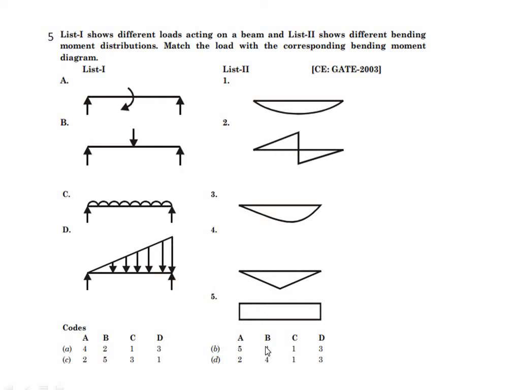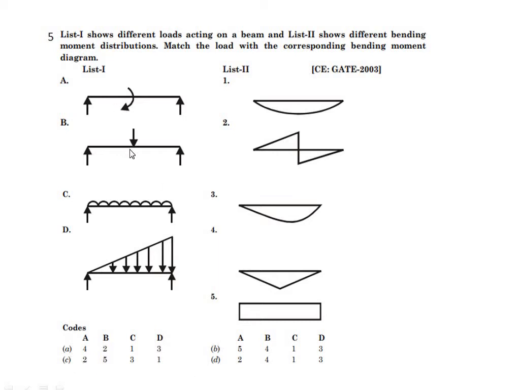So I am going to check the answers here. In option A, you have 4 for A. So it is not going to be right. In option B also, for A it is 5. In option C, for A it is 2. So C may be the answer or D may be the answer. In these 2 cases, for A, the answer is 2. So I am going to concentrate on either C or D.